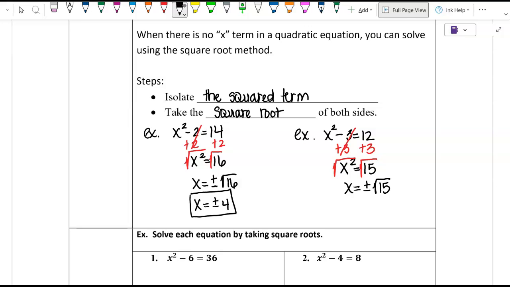And when I look to see if I can simplify the square root of 15, the only way to make 15 is 3 times 5. Those are both prime numbers. There's no perfect squares. So I would just leave it as plus or minus the square root of 15. But again, this method only works if we do not have an x term. In the next lessons, we'll learn what we do when we do have the x term.